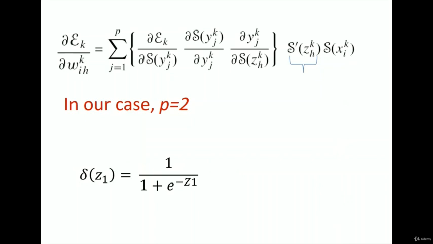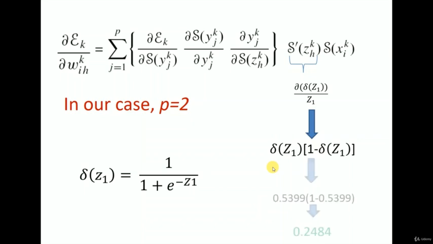And let's also calculate this, since it's also simple. The derivative of the sigmoid activation function with respect to your input. Remember, this is the formula for the derivative of the sigmoid, and when you apply it to your activation output, then you get 0.2484.